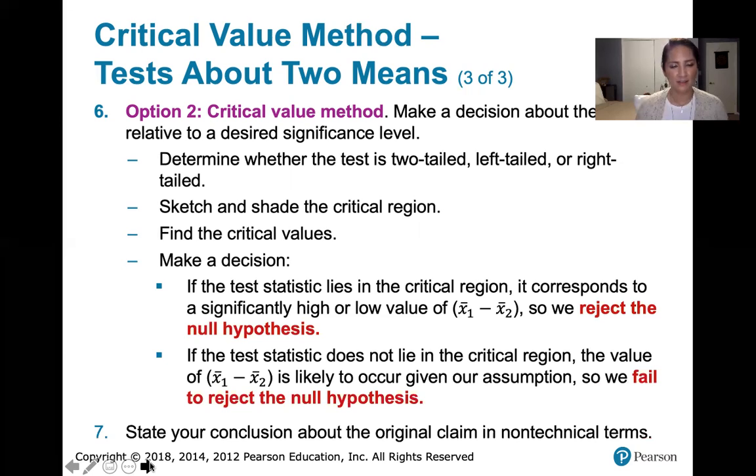And then finally, we want to state our conclusion about the original claim in non-technical terms, because many people don't know what a null hypothesis is or an alternative hypothesis is. They don't know what an alpha value is or a p-value. They don't know what a critical value is, but they would understand some conclusion about the claim. So we want to state our final result in terms that anyone can understand, even if they have not had a statistics class.